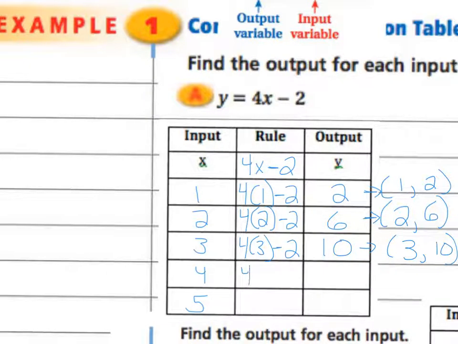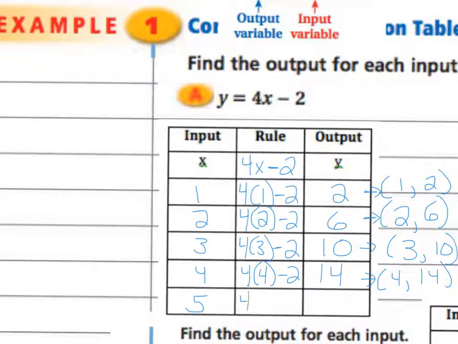Then I'm going to do 4. So put in 4, so 4 multiplied by 4 minus 2. 4 multiplied by 4 is 16. 16 minus 2 is 14. So when I put in 4 for x, I got out 14 for y.